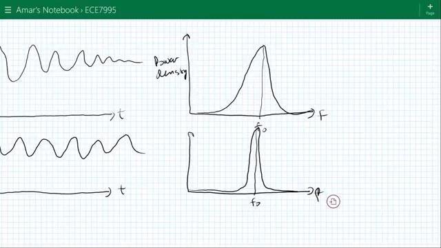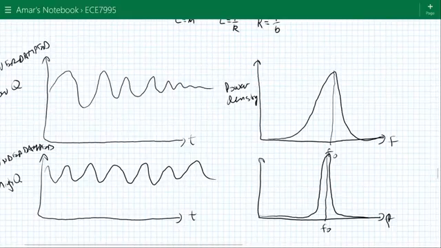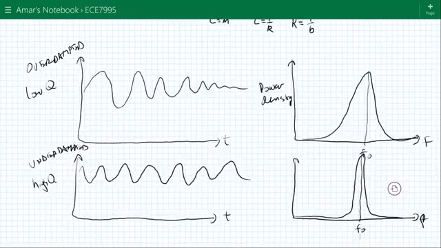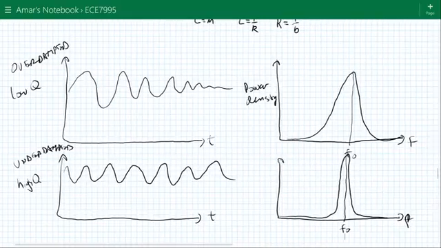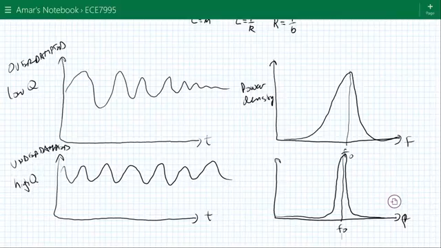Unfortunately, to give this a proper treatment, we could spend an entire lecture talking about quality factors and resonant frequencies and so on. I think for now, we'll just leave it at this.